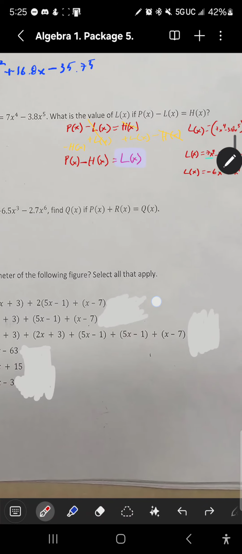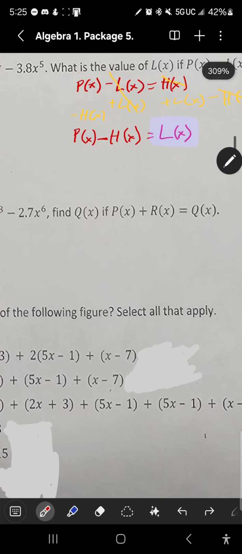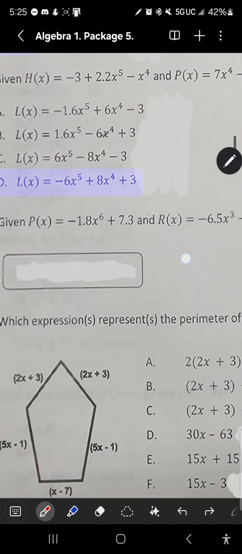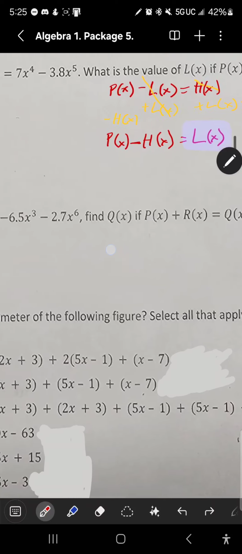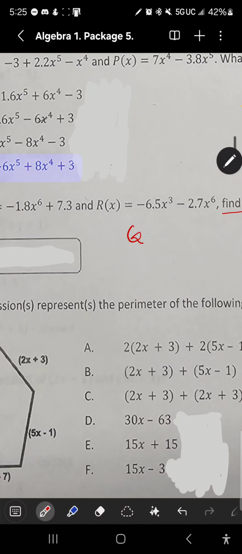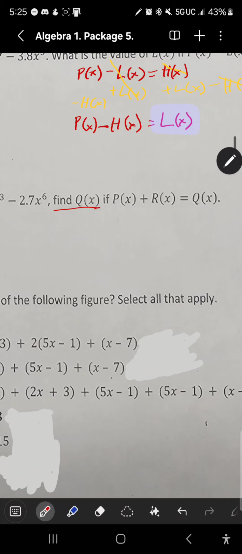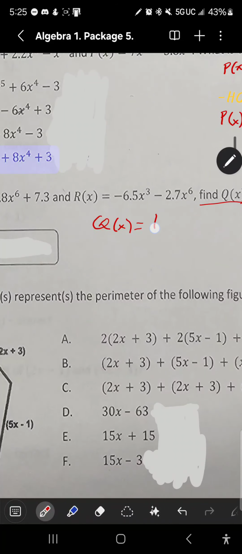Now let's see 15. They are giving us P and R, and it says to find Q. Q is going to be equal to P plus R, as it says here. So Q equals P plus R.